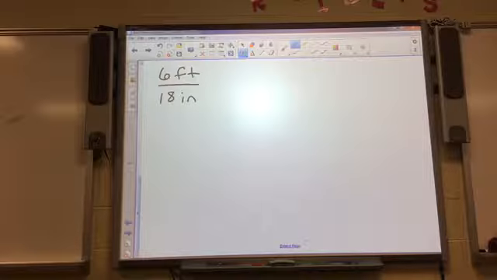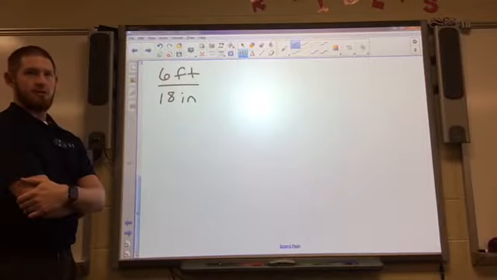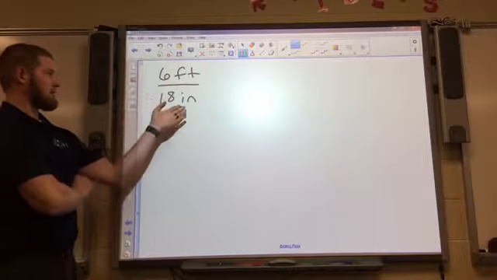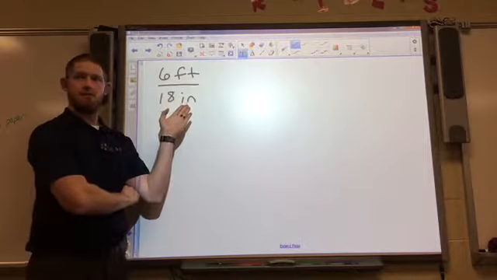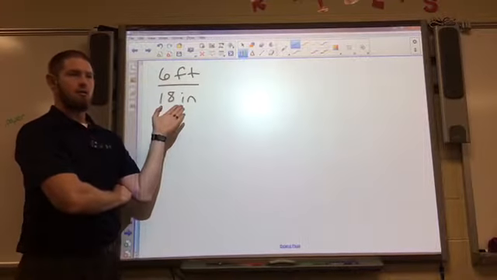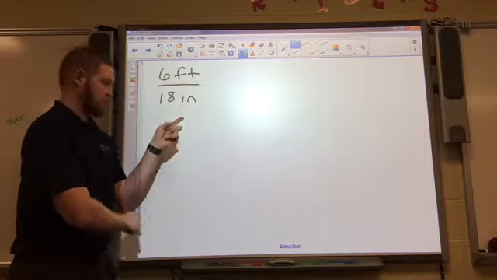Can I get those converted into the same units? Yeah. Now, is it going to be easier to change feet to inches or inches to feet? Austin? Feet to inches. Why is it not going to be as easy to change inches to feet? You're going to get leftover. You're going to have a decimal or fraction, right? Okay. If I change feet to inches, I'm not going to have anything left over.